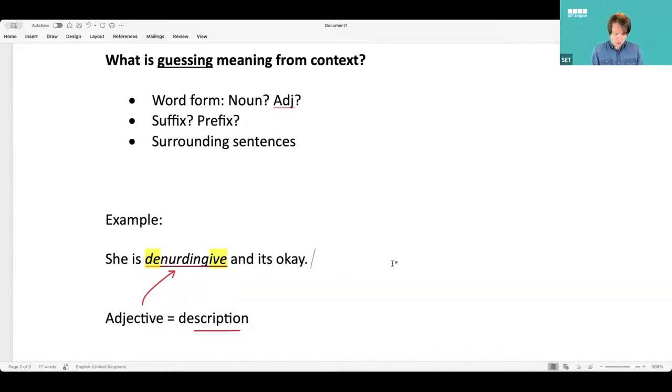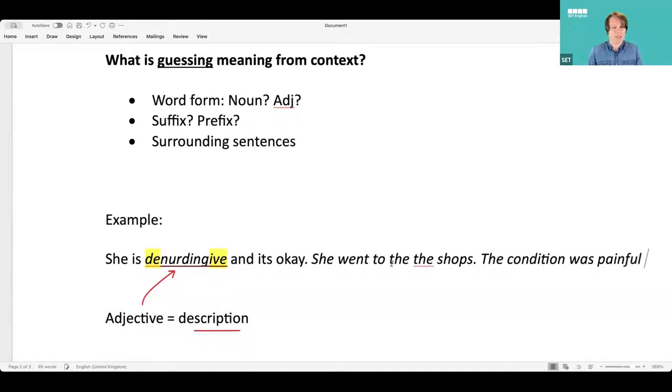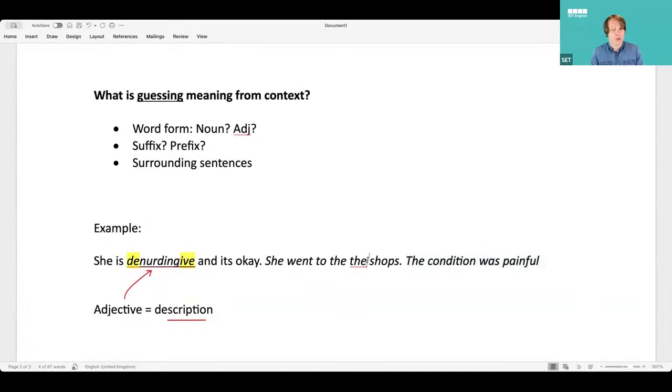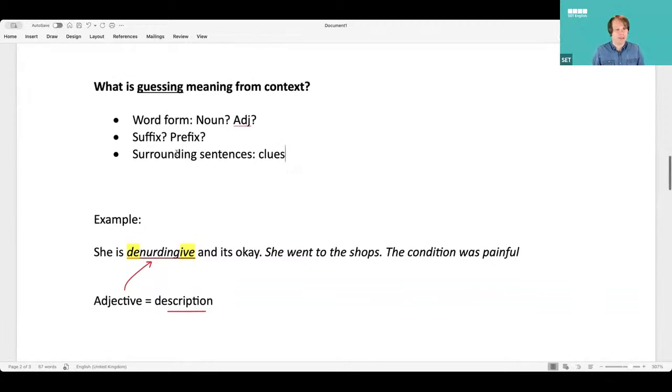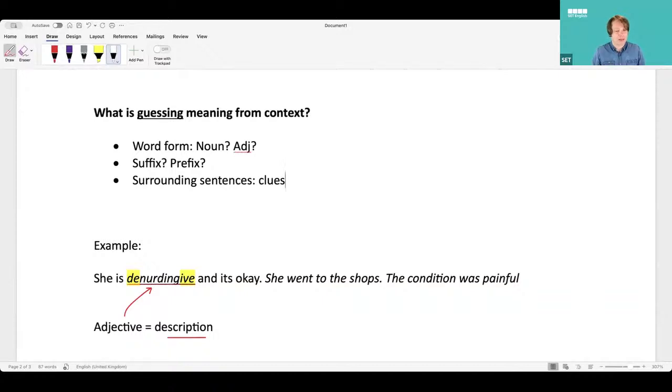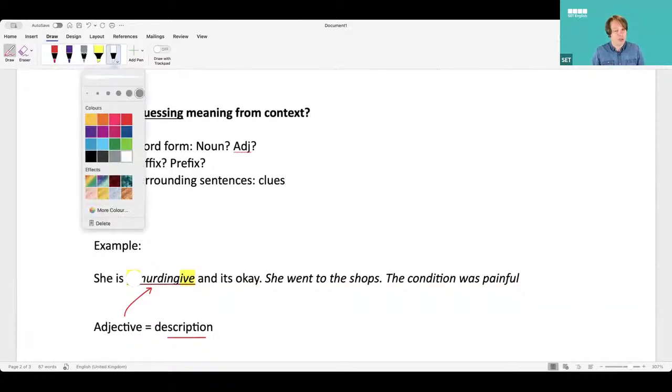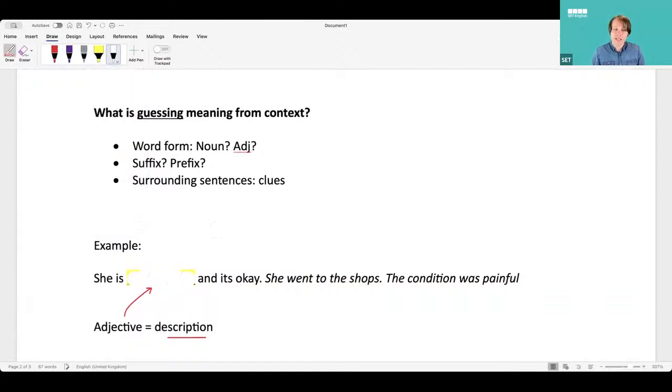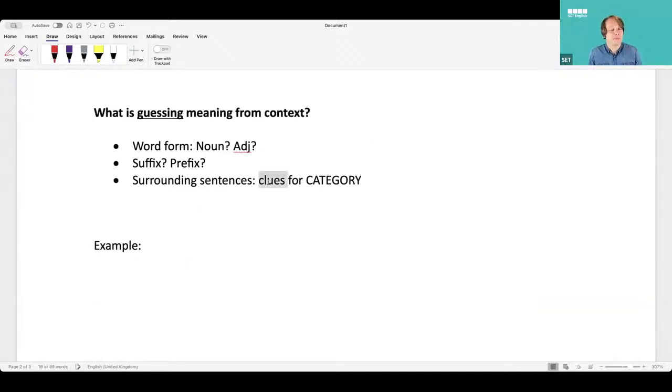And then it might say, she went to the shops. The condition was painful. So much later now, we have the clue, okay? I call this clues. Now, a good way to think about this when you're guessing meaning is to imagine it's blank, okay? A good way to do vocabulary, imagine it's not there and try to think about the category. Does that make sense, guys? Look at the category, look at the surrounding sentences and think about clues for the category.